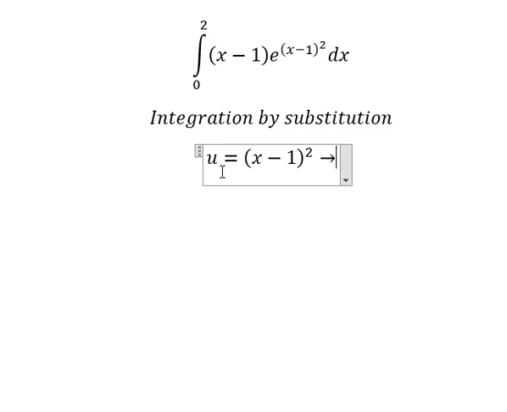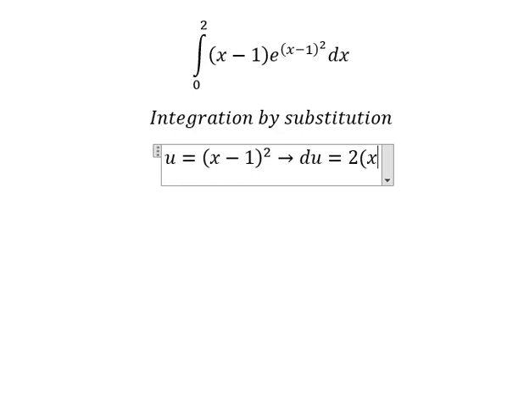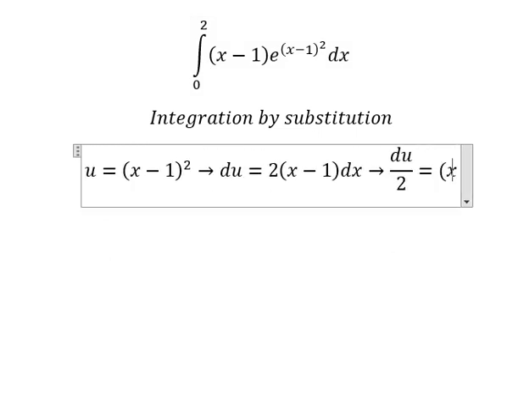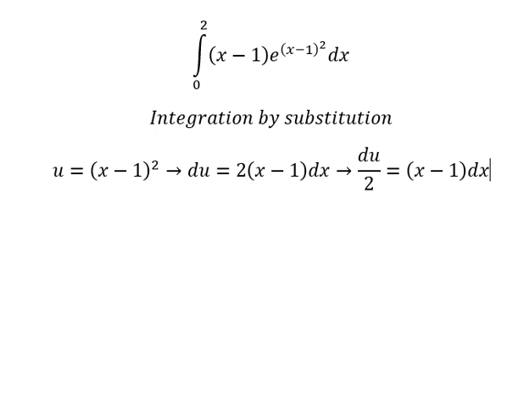After that, we need to first take the derivative of both sides, and we have 2(x minus 1) dx. Because we don't have the number 2, we divide both sides by 2. Next, we need to change the bounds.